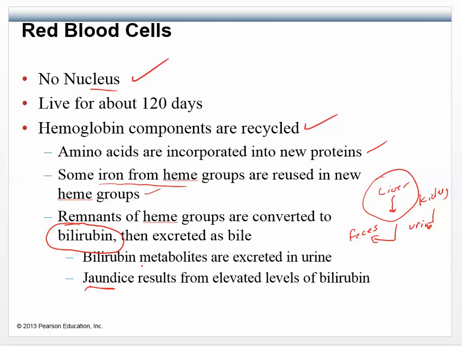Okay, so if the question is, where does bilirubin come from? Well, bilirubin is a broken down heme group. So your blood cells are constantly being produced, and they're constantly breaking down, and they're constantly producing bilirubin. Bilirubin is excreted in bile from the liver. We'll say more about that when we talk about the digestive system.